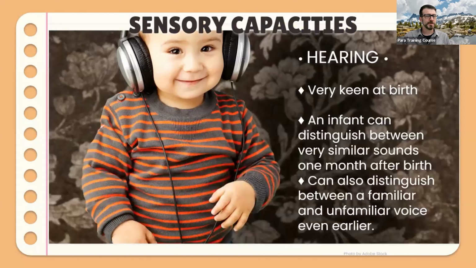Okay, how about hearing? We listen to our parents talking the whole time we're in the womb. Hearing is very keenly developed at point of birth. The laboratory research has revealed that infants can distinguish between very similar sounds just 1 month after birth. And they can also tell the difference between a familiar and unfamiliar voice even earlier than that, maybe a week or two.